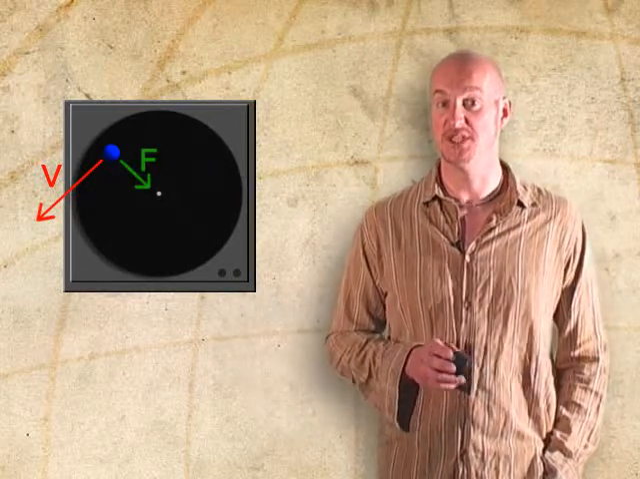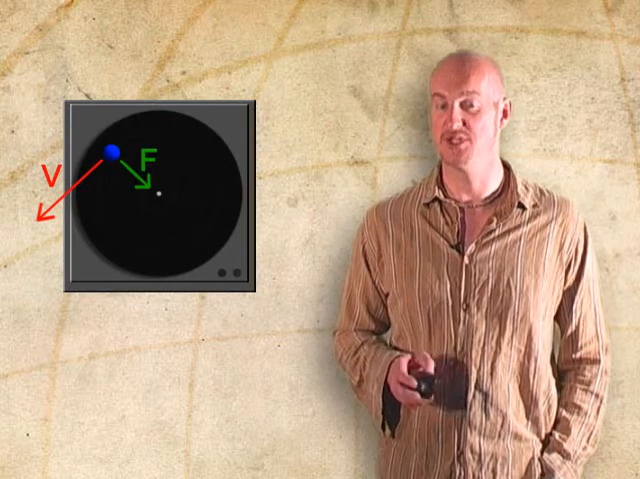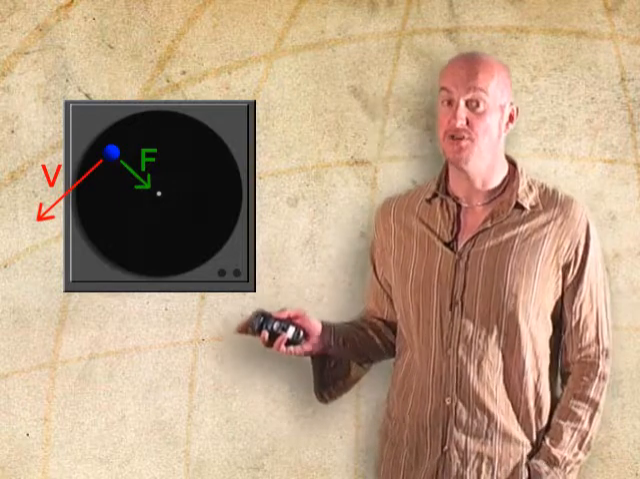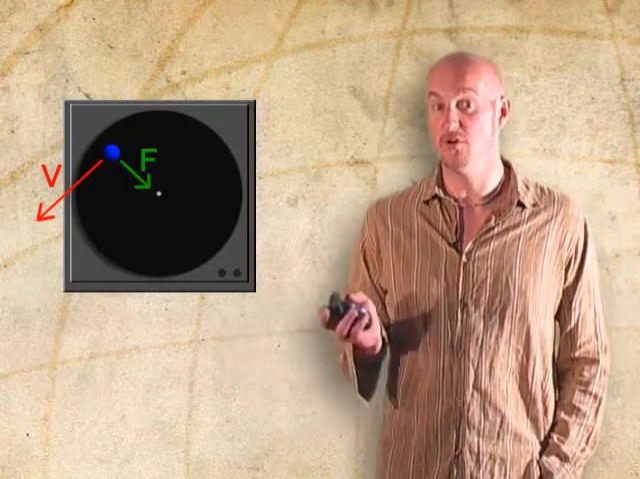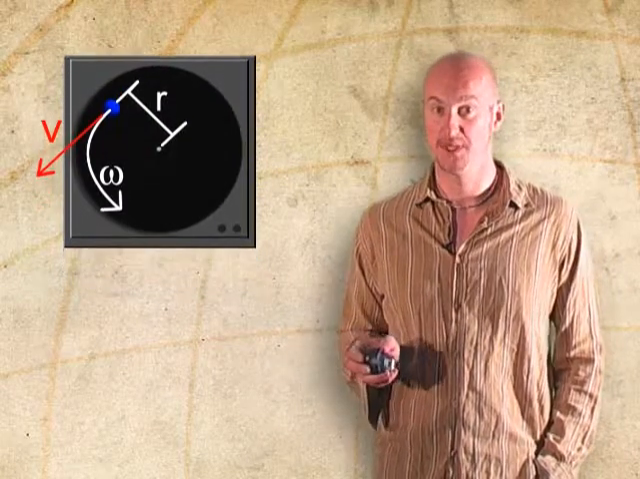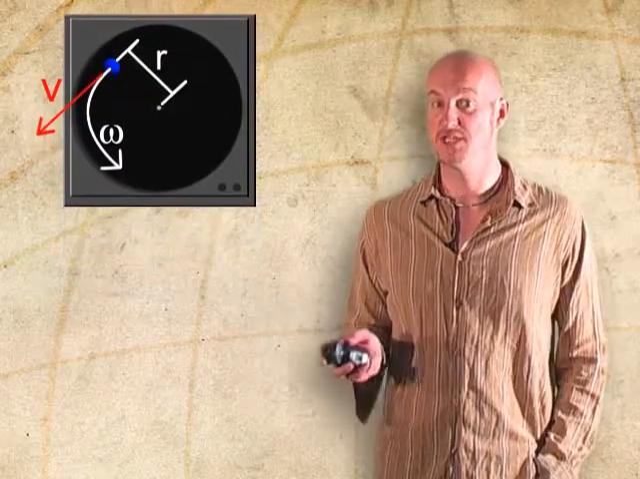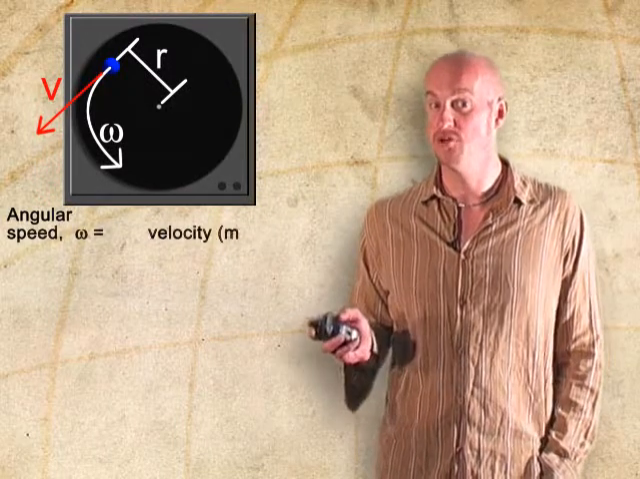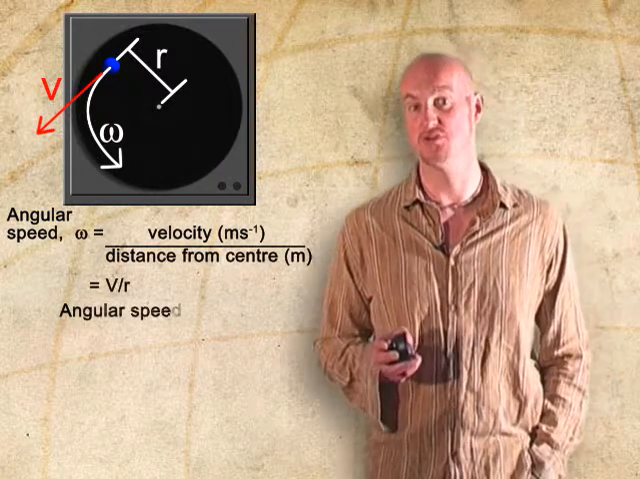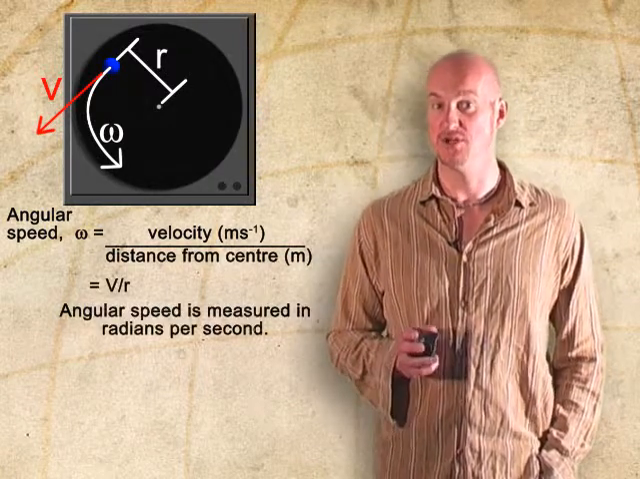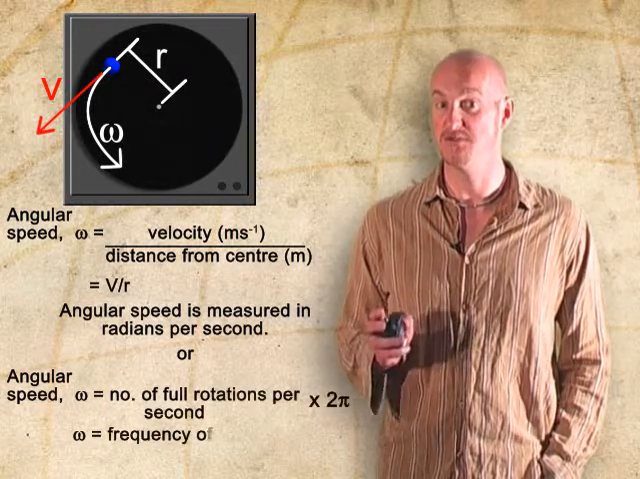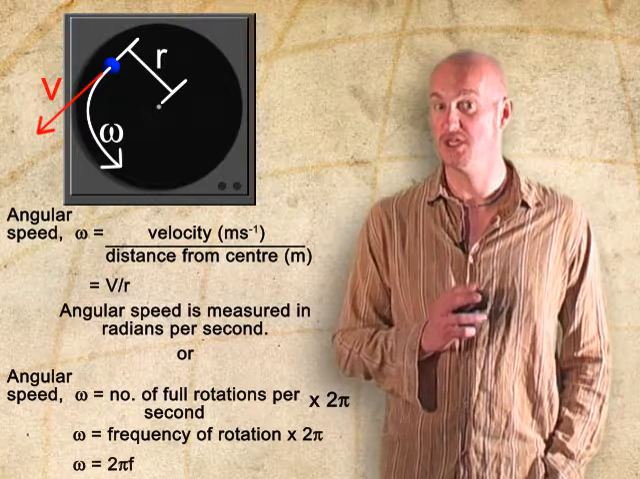As you've seen in previous sessions, we can find out how fast the marble is actually travelling by finding its angular speed. The angular speed is found by the velocity divided by the distance the marble is from the centre point. The angular speed is measured in radians per second. Remember that 1 radian is about 57 degrees, and there are 2 pi radians in one circle. So we can also calculate the angular speed by omega equals 2 pi times the frequency of rotation. So omega equals 2 pi f.